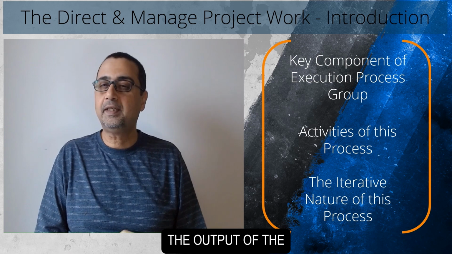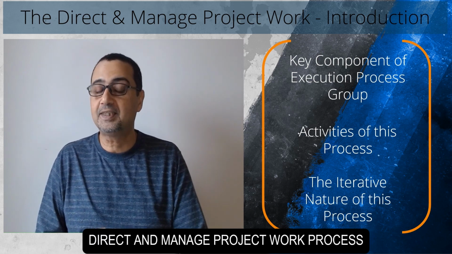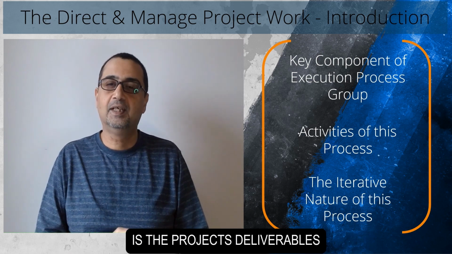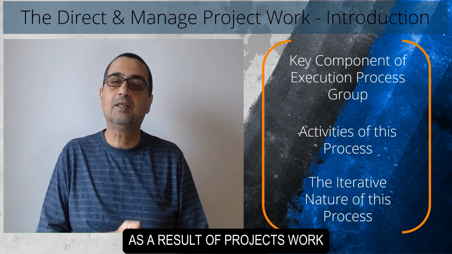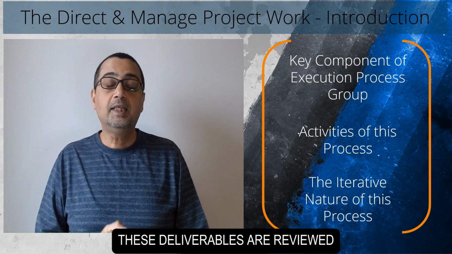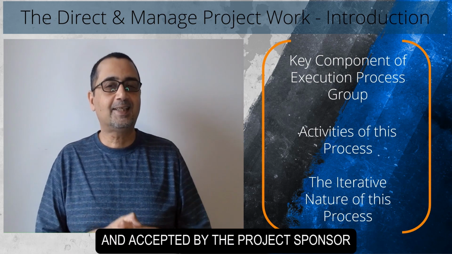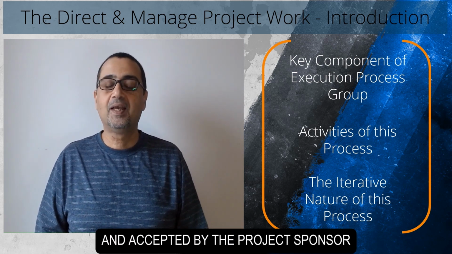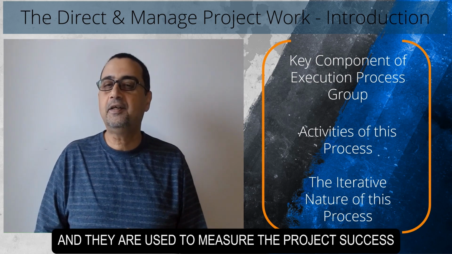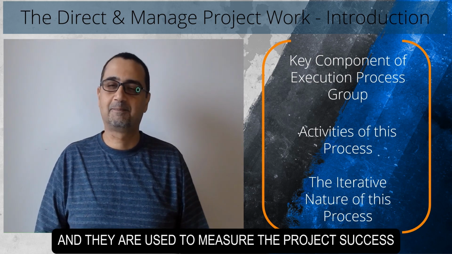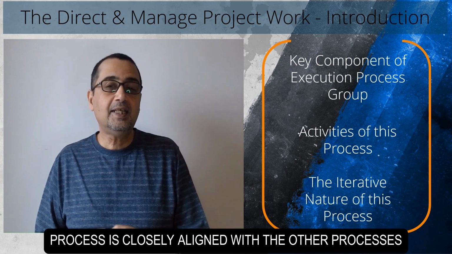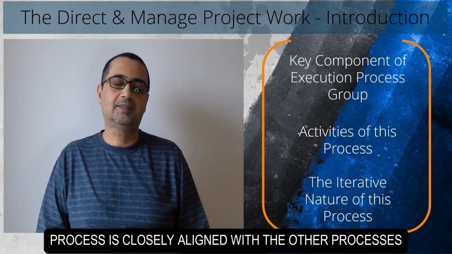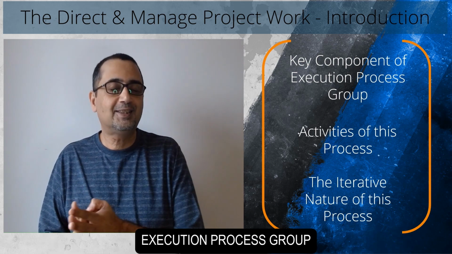The output of the direct and manage project work process is the project's deliverables, which are tangible products or services that are produced as a result of the project's work. These deliverables are reviewed and accepted by the project sponsor and other stakeholders, and they are used to measure project success.